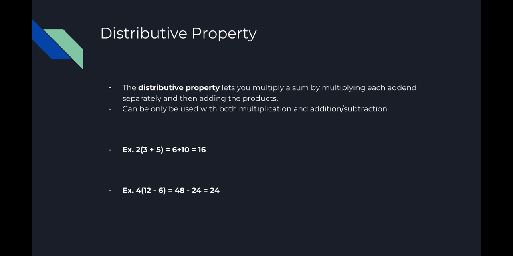My first example for this property is 2 times (3 plus 5), which equals 6 plus 10, which can be simplified to 16. My second example is 12 minus 6 times 4. This can be simplified to 48 minus 24, which can be further simplified to only 24.